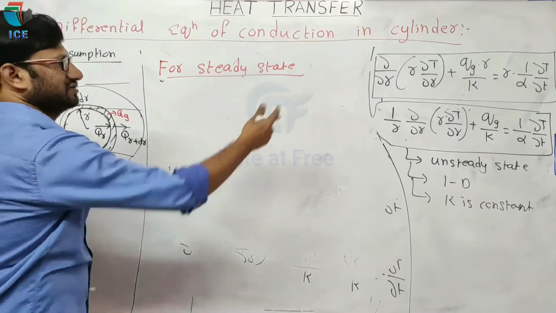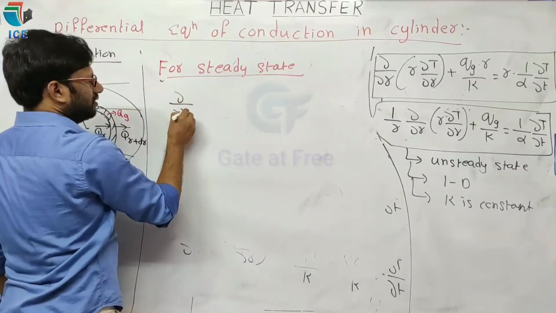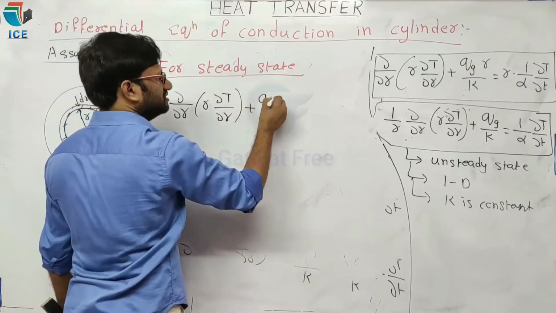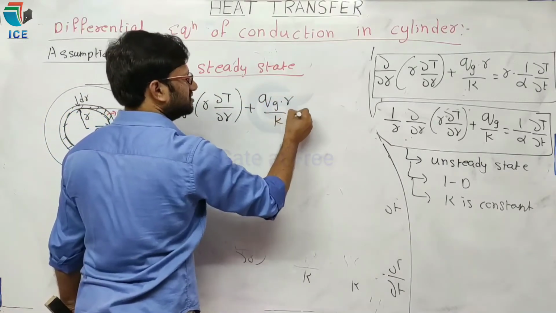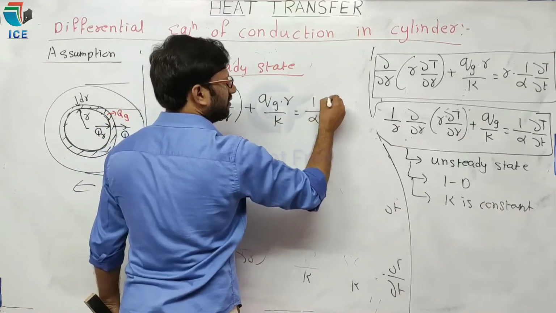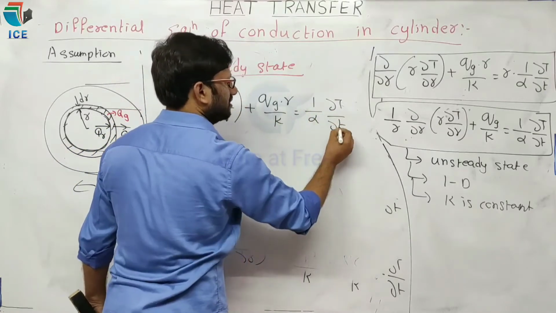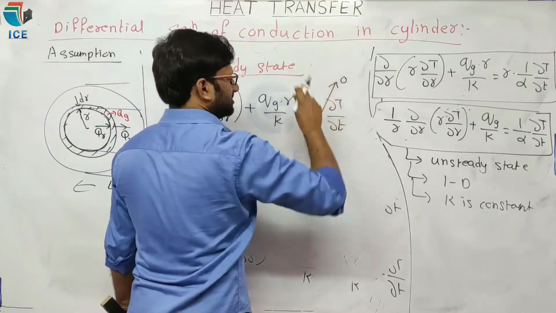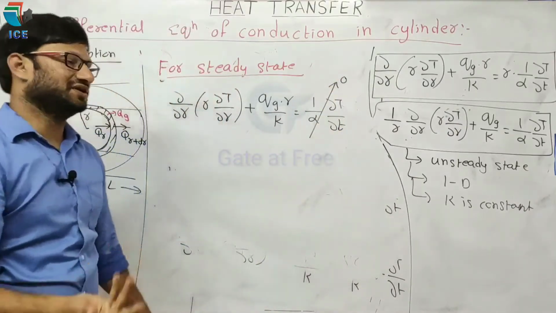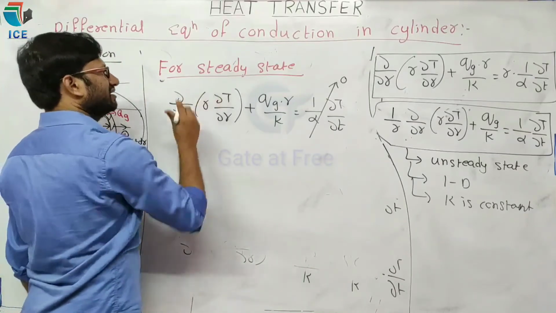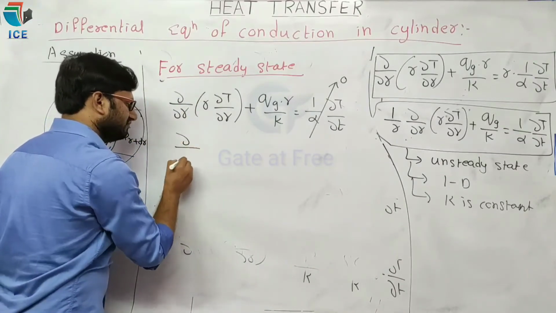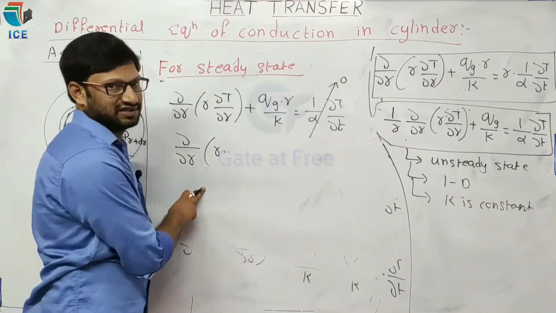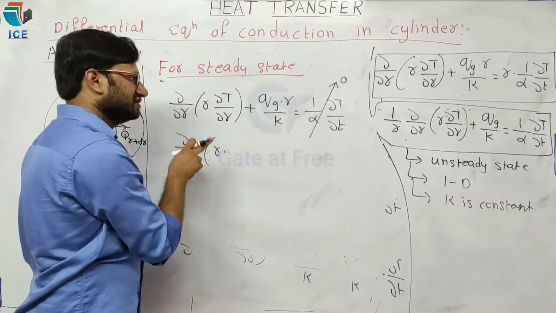The equation is 1 by r d/dr of (r dT/dr) plus qg by k is equal to 1 by alpha dT/dt. See here, steady state means variation of temperature with respect to time is 0. Now this is the equation for steady state. This is very important, and consider this the second father equation in conduction. This is the father equation in cylinder.